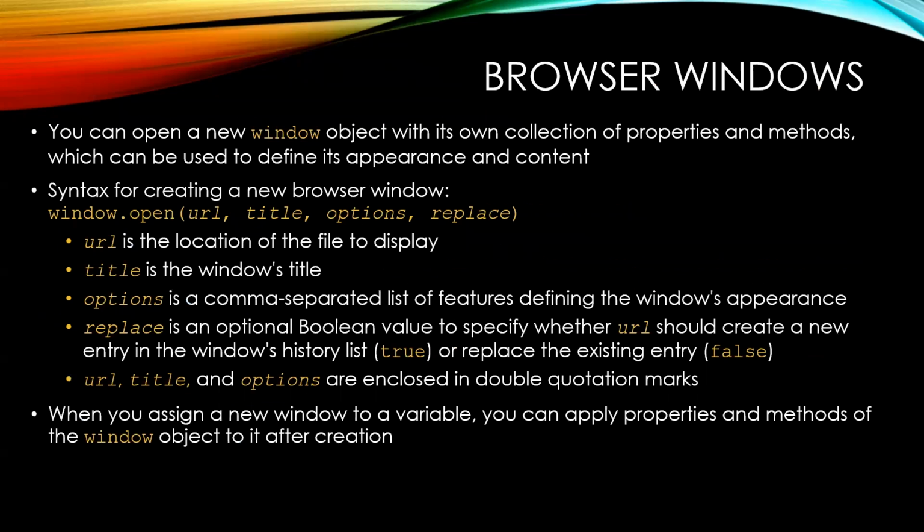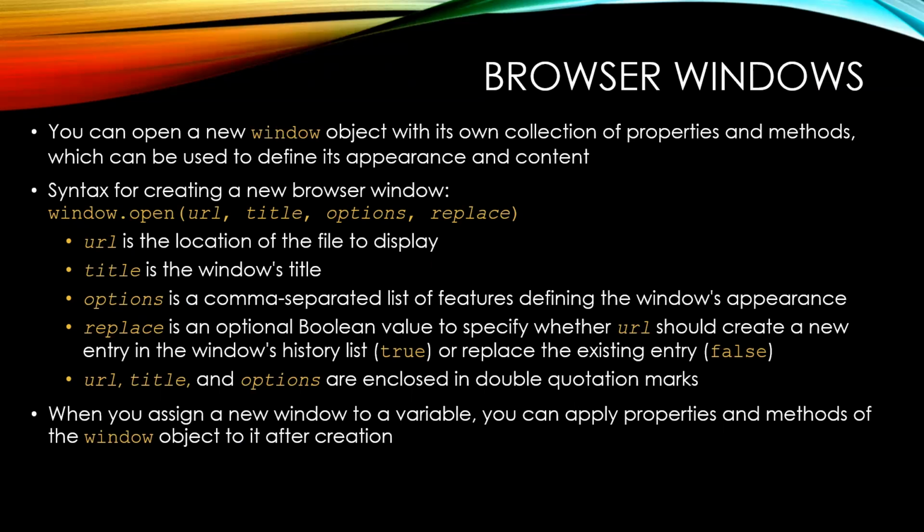You can open a new window object with its own collection of properties and methods, which you can then turn around and use to define its appearance and its content. In order to do that, we can say window.open with the URL of the file to display, the title of the window, the options, which would be comma separated values or features, and then finally replace. And that would be a true or false whether you want to replace or create a new entry.